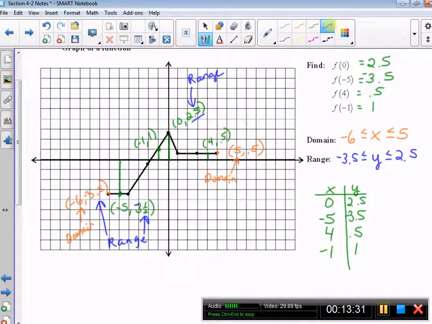I'm looking up and down. You look up and down for range, and you look left and right for domain. There's no arrows, so I'm not going to say all real numbers because it actually has a beginning and an end for both x coordinates and y coordinates. All right, that concludes the lesson for today.